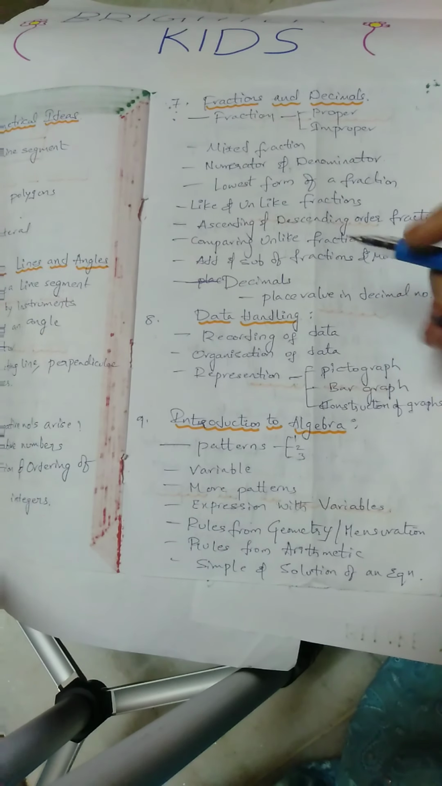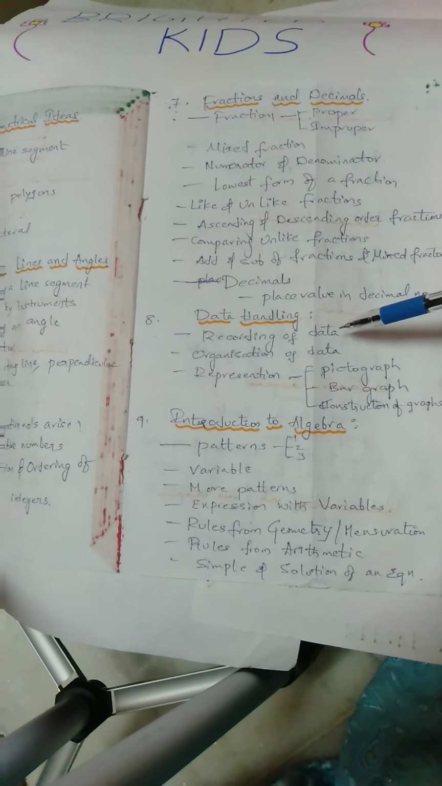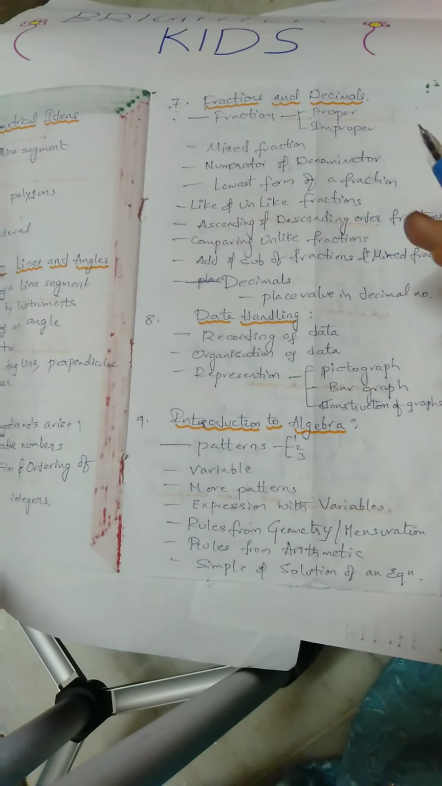Okay, next coming to our eighth chapter. Our eighth chapter is data handling. In this data handling, we have to know how to record data, how to organize data, and how to represent graphs like pictorial graph, bar graph, and how to construct graphs. In this we have to know all these types of data in the data handling chapter.